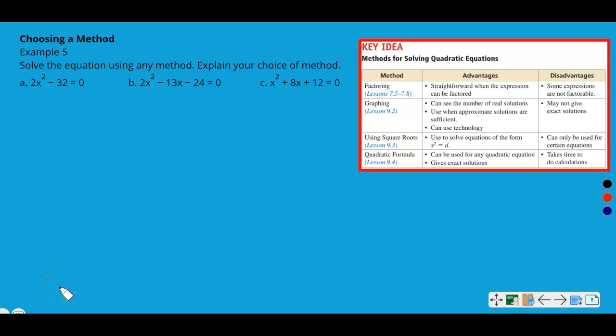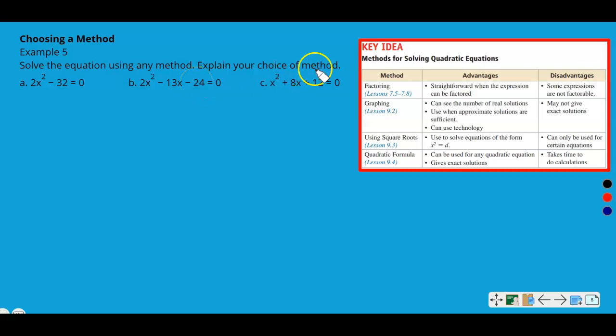Solving quadratic equations using the quadratic formula, and this is part 3. So we're on example 5, and this is choose any method. In this lesson, we've been using the quadratic formula to solve quadratic equations. We've also used the discriminant to figure out how many solutions it has or how many x-intercepts it has. Now it says to solve using any method.